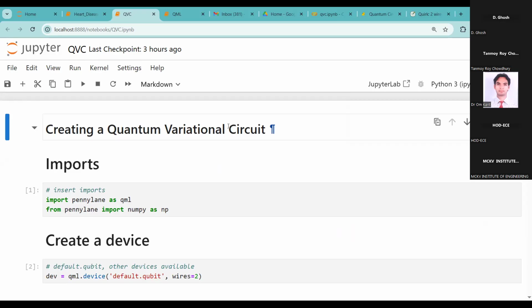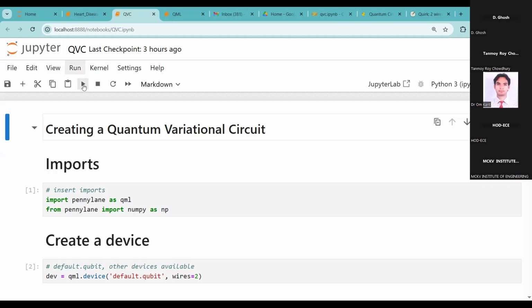I have done both. I have done it with Qiskit and I've done it with PennyLane, and I've also done a classical machine learning classification so that we can compare them. But for the time being, I want to show you this simple variational circuit.